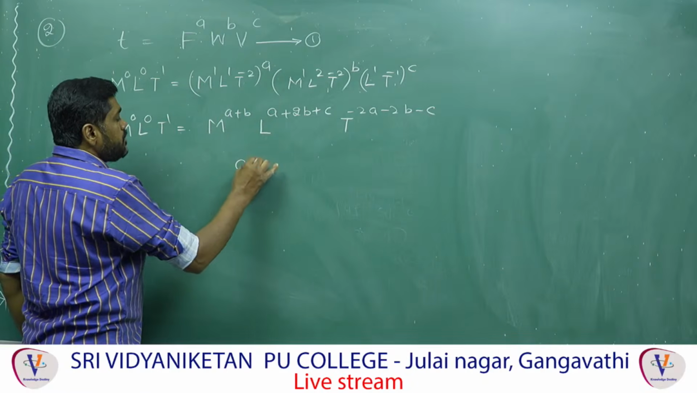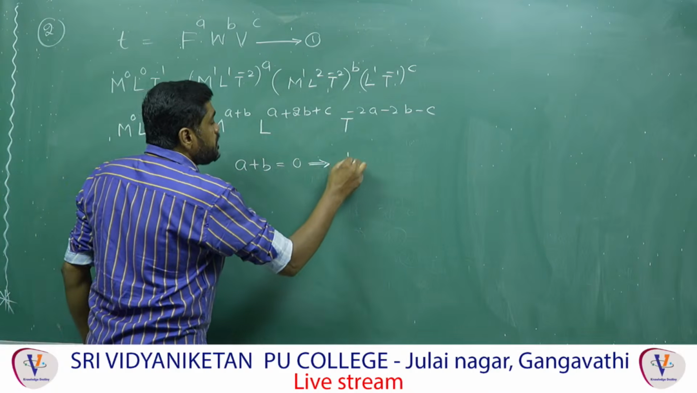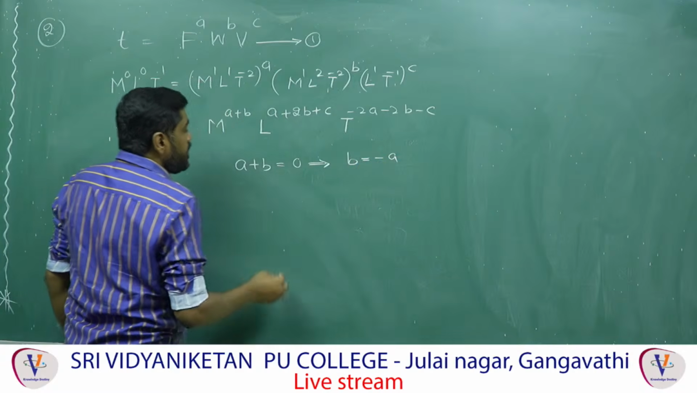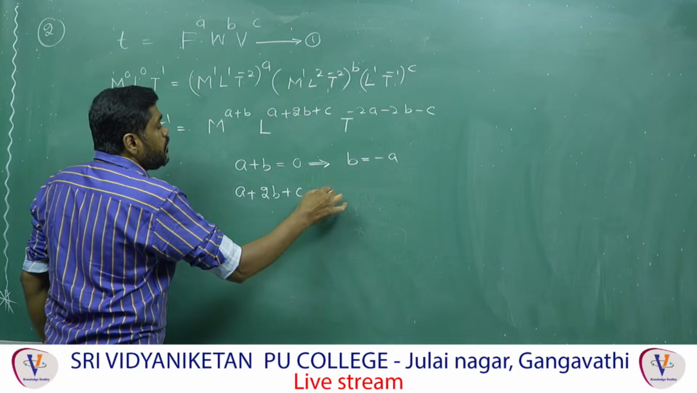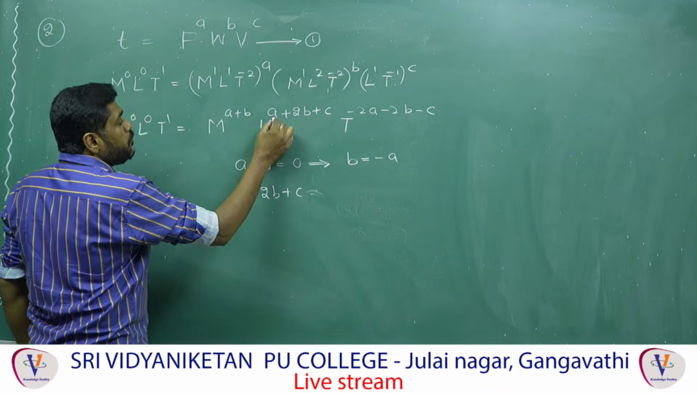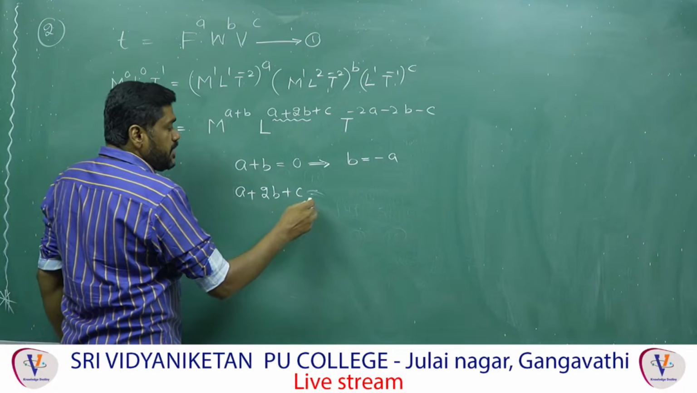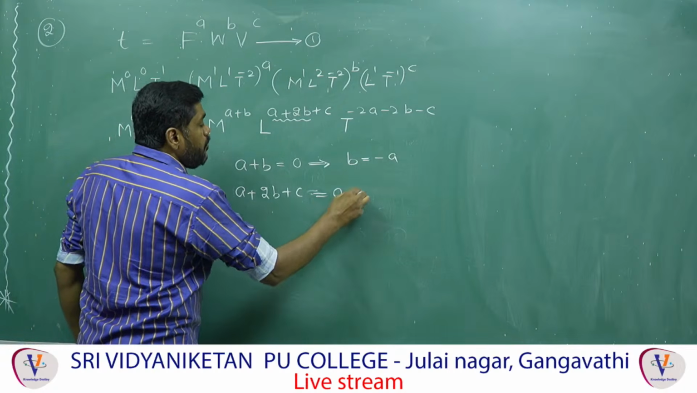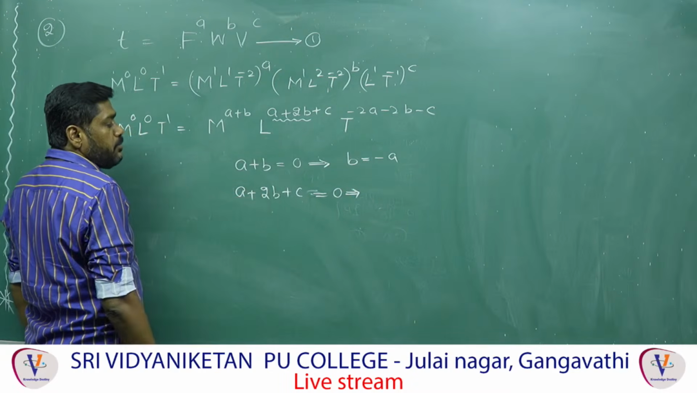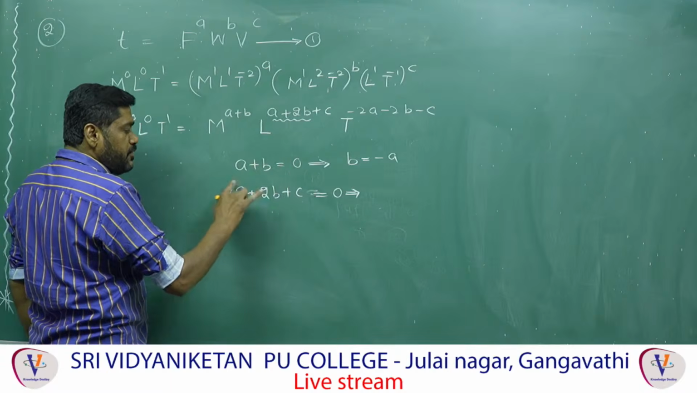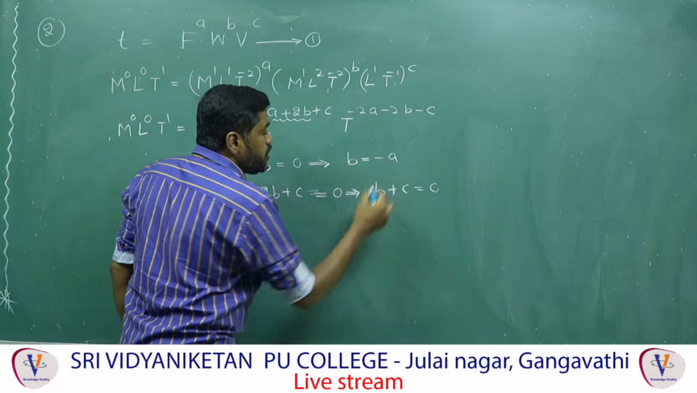So a plus b is equal to 0. From this you can say b is equal to minus a. The second equation: the power of L is 0, so a plus 2b plus c is equal to 0. From this, b is equal to minus a, or a is equal to minus b. If you substitute, you get b plus c is equal to 0.